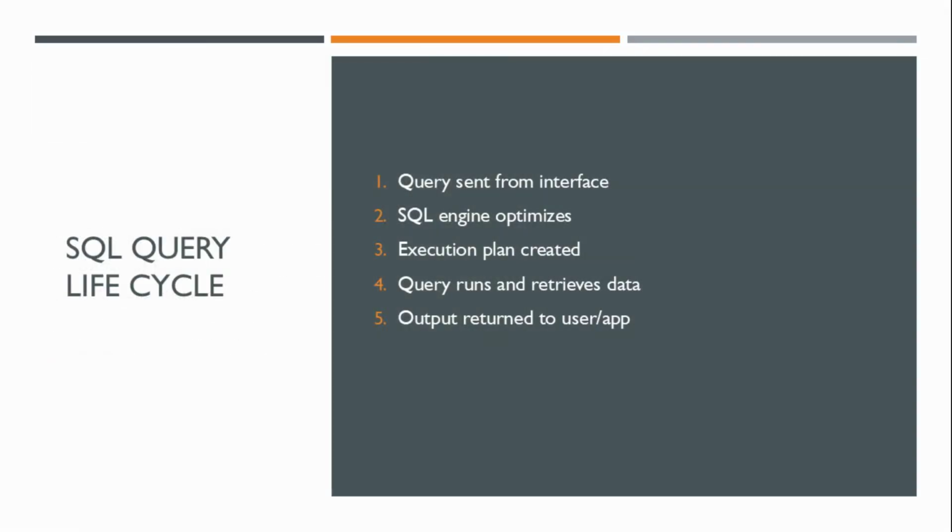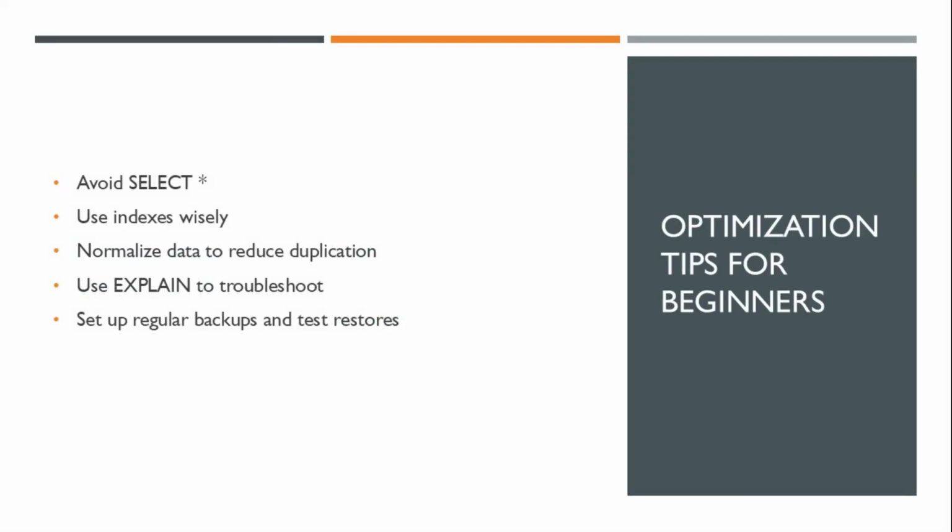The SQL query lifecycle begins with a query sent from the interface, optimized by the SQL engine, followed by an execution plan. The query runs, retrieves data, and the output is returned to the user or application, ensuring efficient data processing. For beginners, optimization tips include avoiding SELECT *, using indexes wisely, normalizing data to reduce duplication, using EXPLAIN to troubleshoot, and setting up regular backups and test restores to safeguard data.